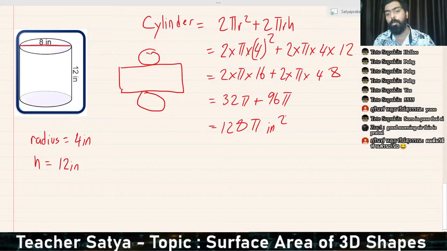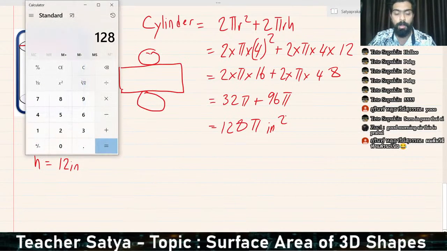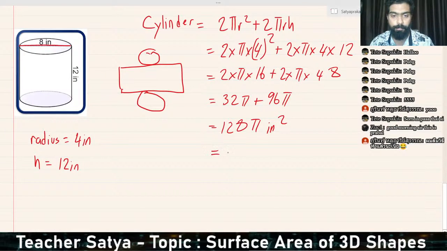Now of course, if you want to convert pi into, let's say, 3.14, so let's use our calculator right here. 128 times 3.14 would give us 401.92 inch square. Make sure whenever you find a total surface area, the units will always be unit square. So if you have inch, it will be inch square. If you have centimeter, it will be centimeter square.